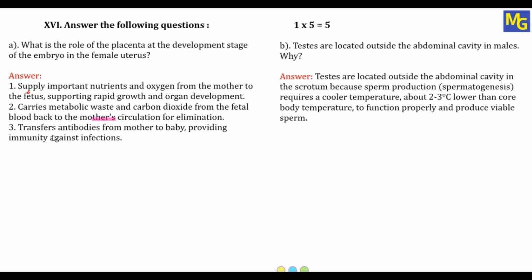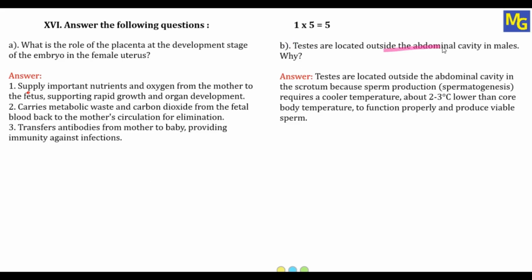And even supplying antibodies to the baby will be done with the help of the placenta. So this is the main organ which helps to grow the baby in the mother's womb. So these are the roles of the placenta. Now we'll see question number B.